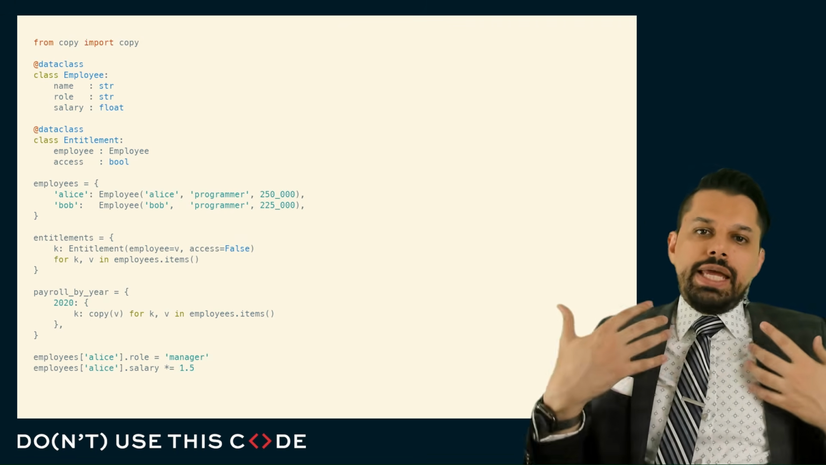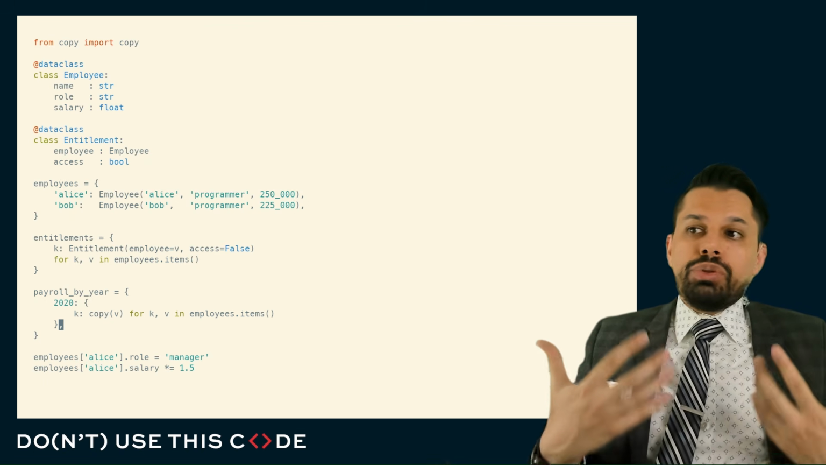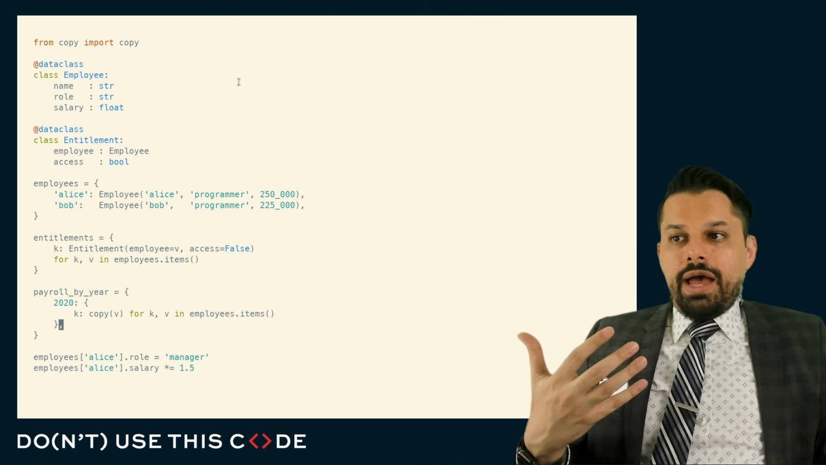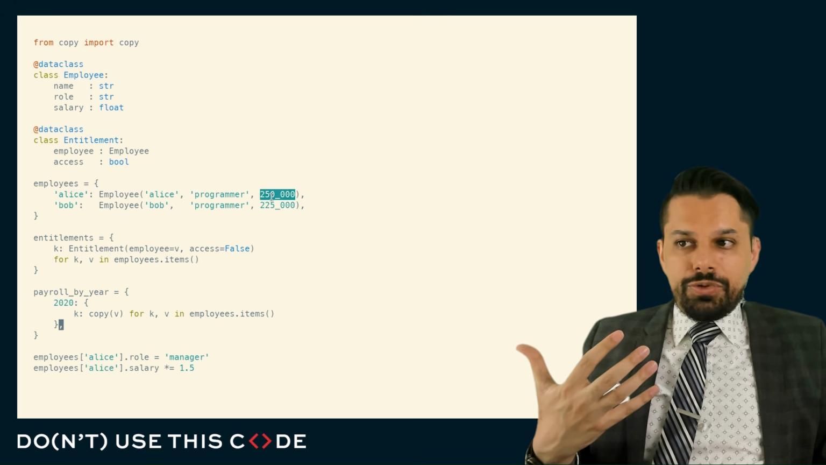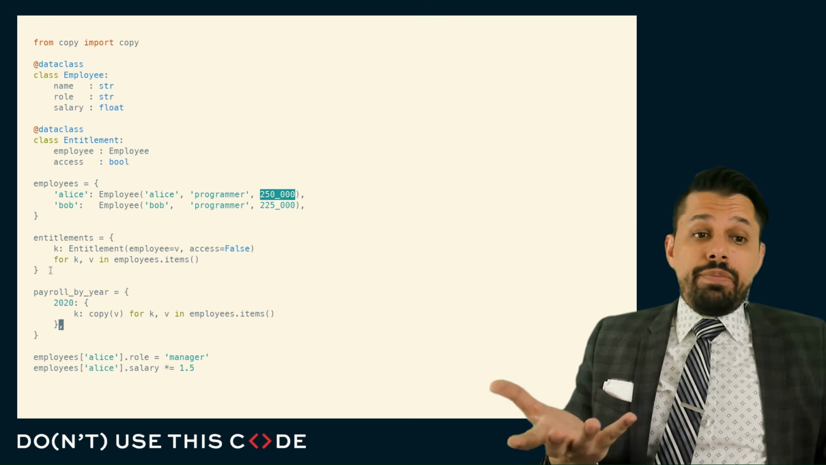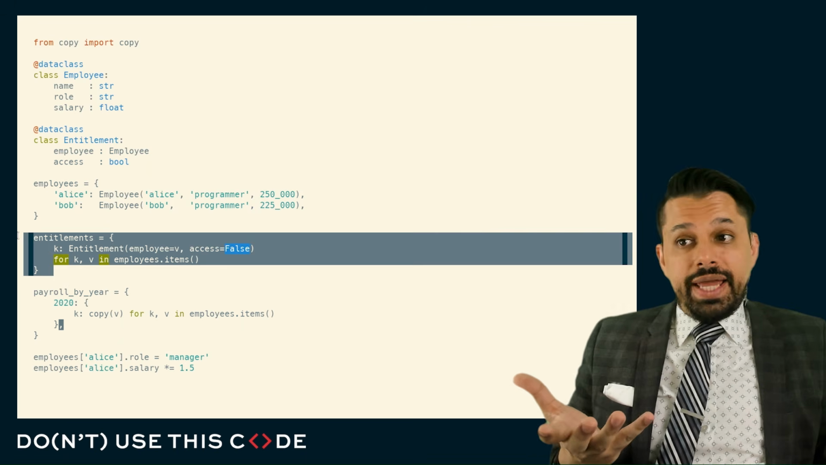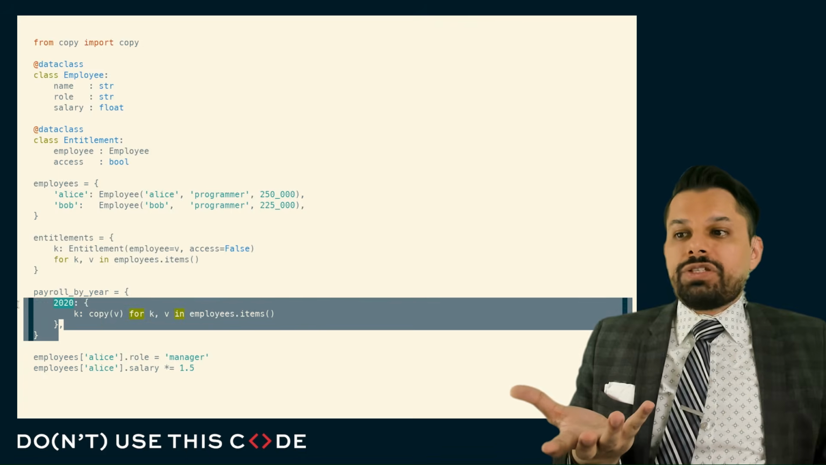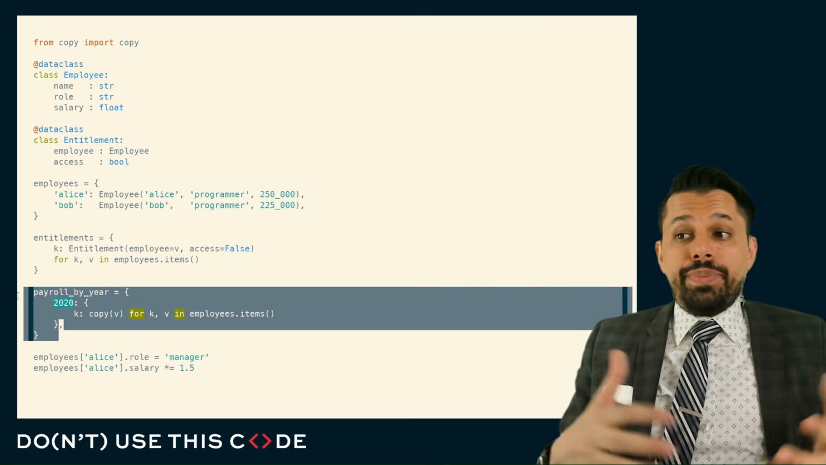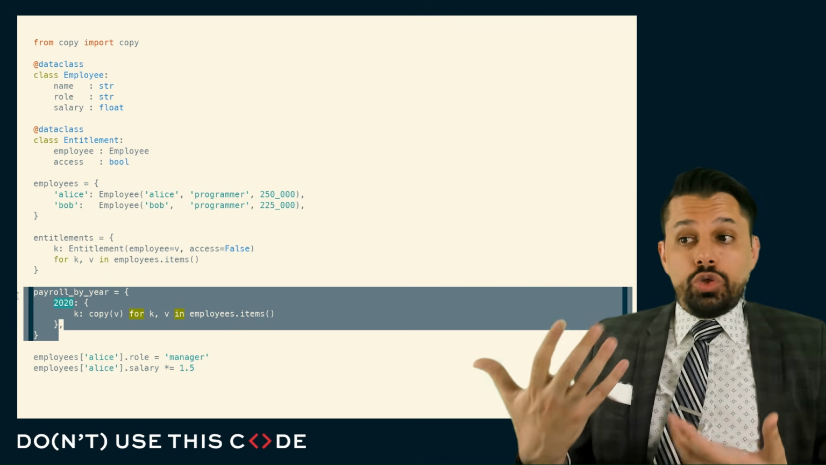For example, if we have some system that is modeling the employees of a company, we might have our employee database with information about the employees, like their role and their salaries. And we may have some information that we capture, like the permissions that they have. Are they able to access a resource or not? And we have some information about historical bookkeeping. What was our payroll for the year 2020?